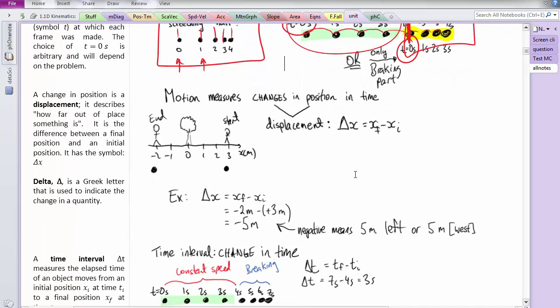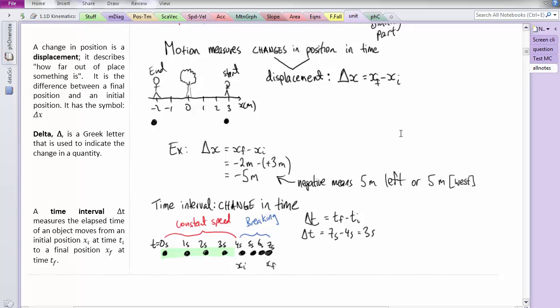So now we're going to be looking at changes in position through time, because that's basically what motion is: changing position in time. A change in position is called displacement. It describes how far something is out of place. It is the difference between the final position and the initial position, and it has the symbol delta x. This little triangle here is called delta, a Greek letter which means change in. So in this case we would say this is change in x, or delta x.